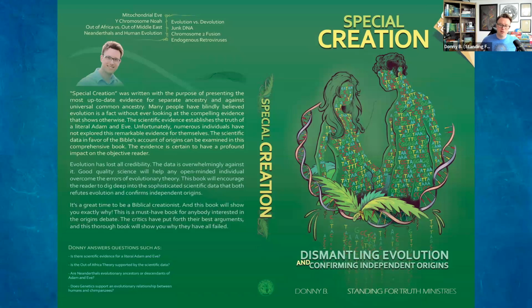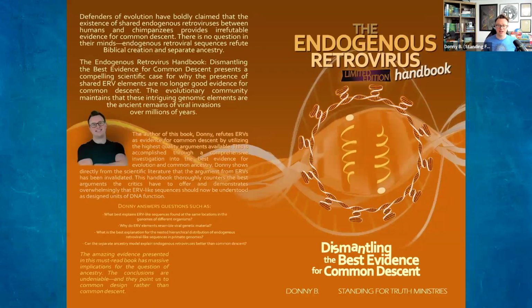We've also published several books on the topic of origins. Here are a couple relevant books to what we are going to be discussing tonight on Adam and Eve. This book here is Special Creation, Dismantling Evolution and Confirming Independent Origins. In this book, you'll find comprehensive answers to questions regarding mitochondrial Eve, Y chromosome Noah, and which model is better supported by the scientific evidence, out of Africa or the out of Middle East model. We get into the hominin fossil record, discussing Neanderthals. We're going to discuss a lot of that evidence here in this presentation.